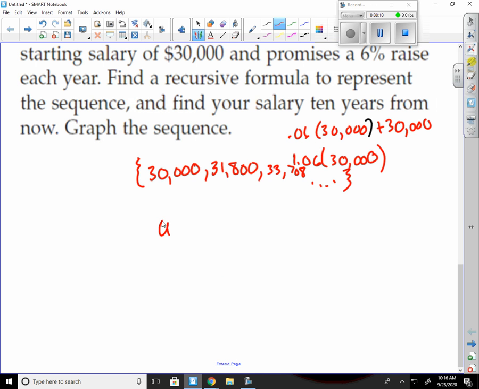My recursive formula, U sub n equals, if I use the first one, it's going to be 0.06 times U sub n minus 1 plus U sub n minus 1. If I do it the second way, it'll be U sub n equals 1.06 times U sub n minus 1. A little easier using the second method.